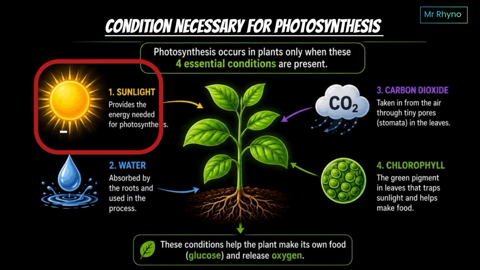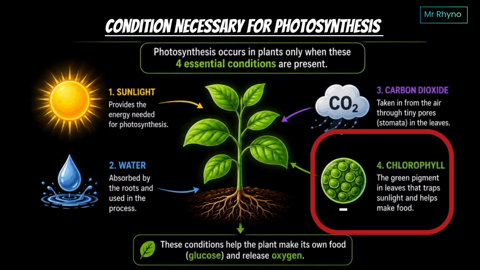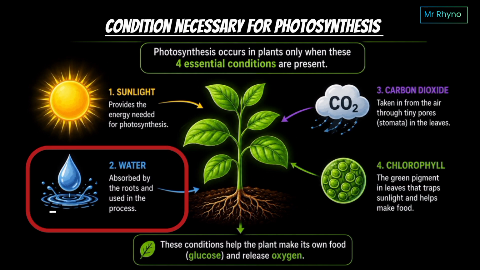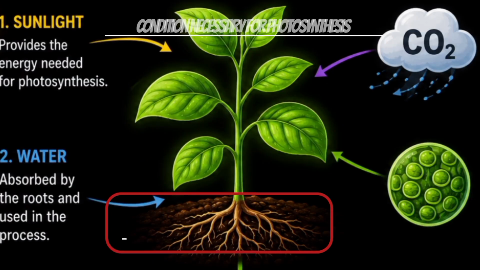Now let us go ahead and look at the conditions necessary for photosynthesis to take place. Number 1, we have sunlight, that is the energy source. Number 2, we have the chlorophyll, this is the green pigment that absorbs light. Number 3, we have carbon dioxide, that is CO2, and this enters through the stomata. Number 4, we have water, which is H2O, and this is absorbed from the soil by the roots.